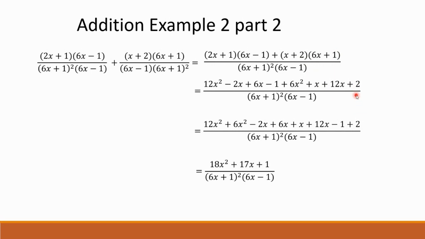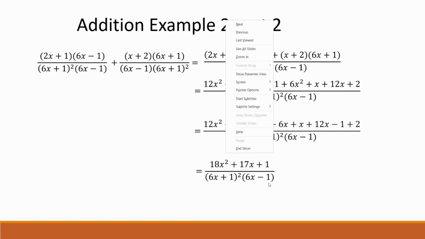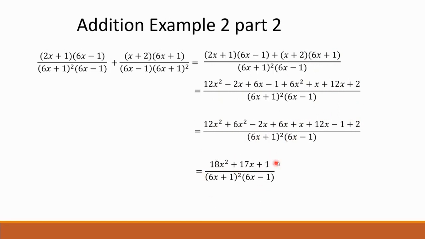From here then, we combine like terms after we multiply. When you combine like terms, we have 12x squared and 6x squared, those are like terms, minus 2x and 6x here, plus x plus 12x, that's from the second product, minus 1 plus 2. And from here, we get this. So when the dust settles, this is what the rational expression is. Again, we have to multiply these products here because we want to know if it's simplified.